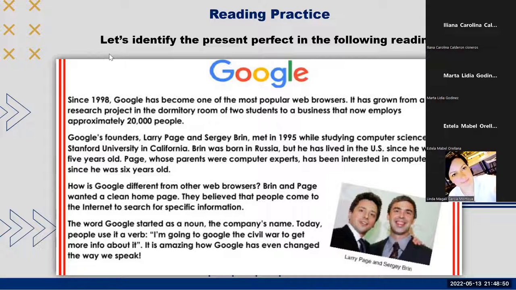Bring in page wanted a clean home page. They believed that people come to the internet to search for specific information.